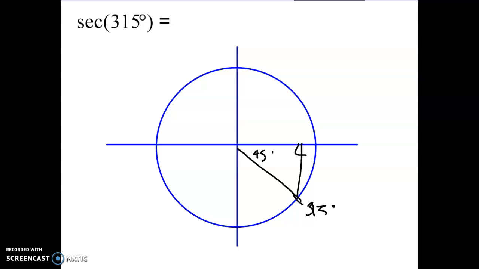Okay, secant. Secant is the reciprocal of cosine. So for secant, I'm going to want hypotenuse and adjacent. Let's see what those are. The hypotenuse of my 45, 45, 90 triangle is square root of 2. The adjacent side is 1, and square root of 2 over 1 is square root of 2.